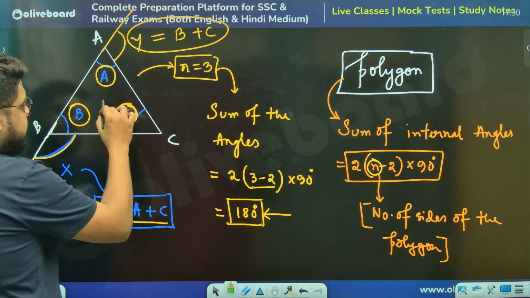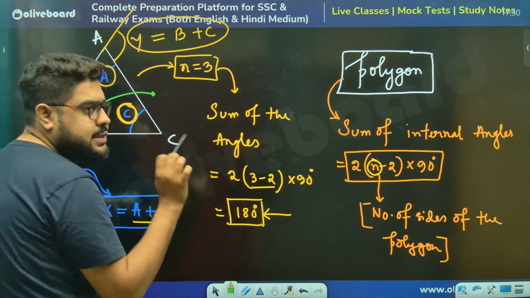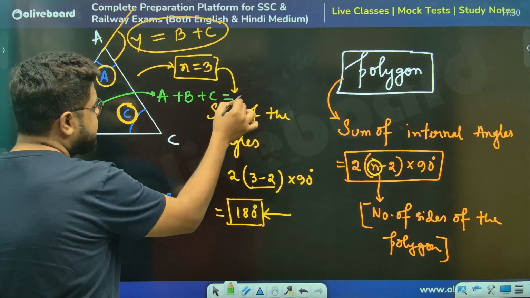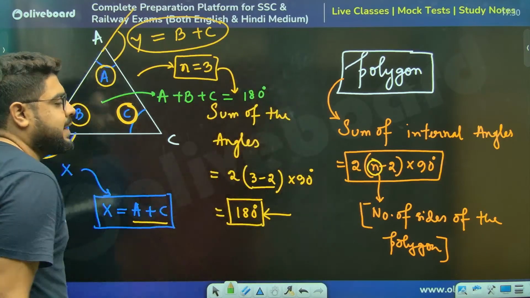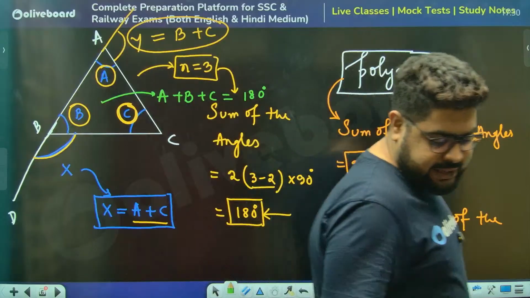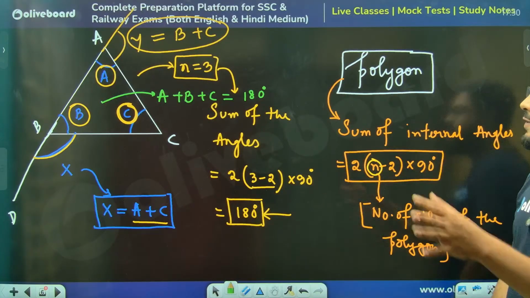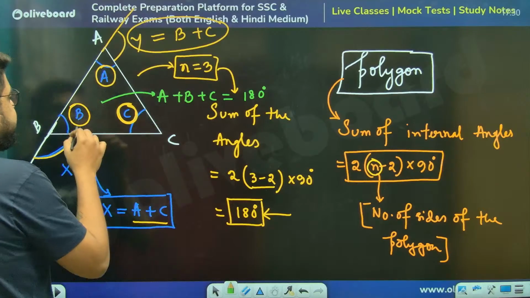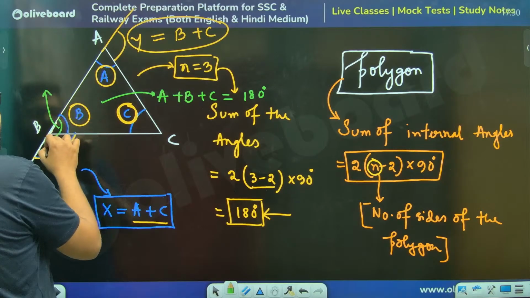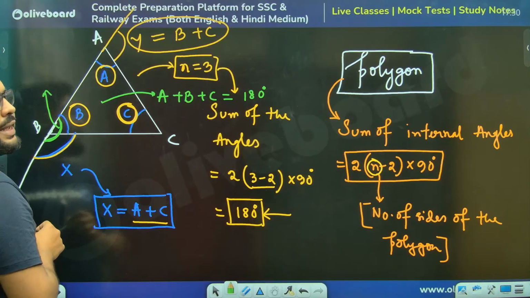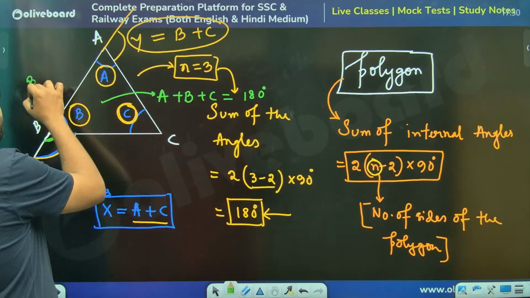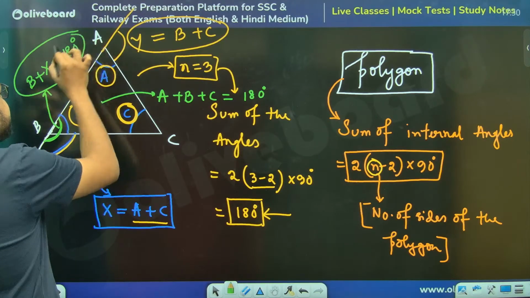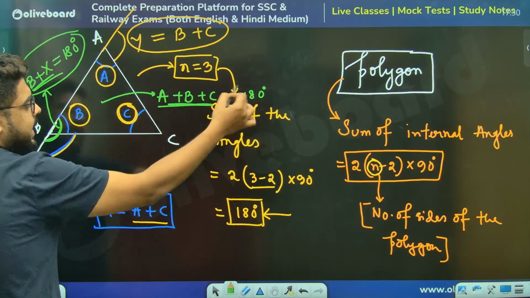From this particular thing, one thing we just understood: A plus B plus C is always 180 degrees, right? The sum of all three angles of a triangle is always 180 degrees. If I talk about this straight angle, it is a total of 180 degrees. So B plus X is equal to 180 degrees. So this is 180 and this is also 180.